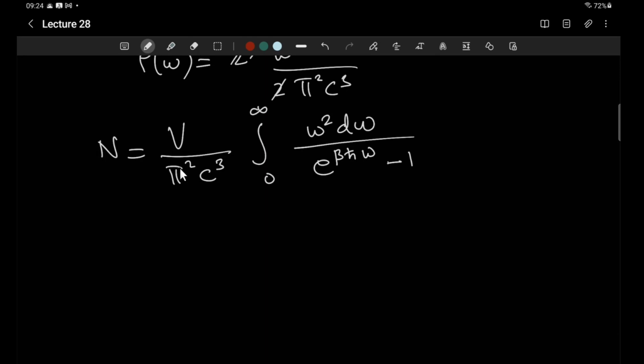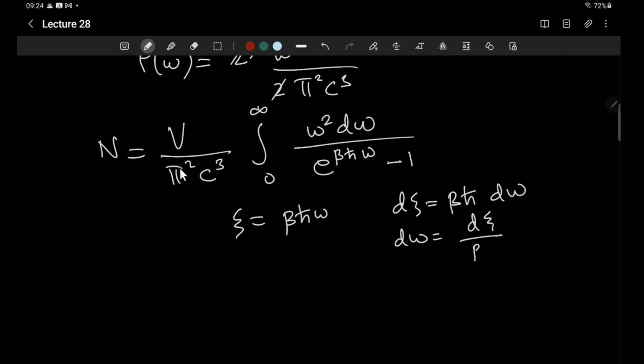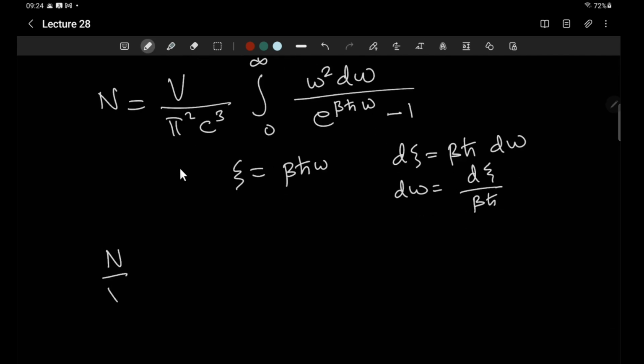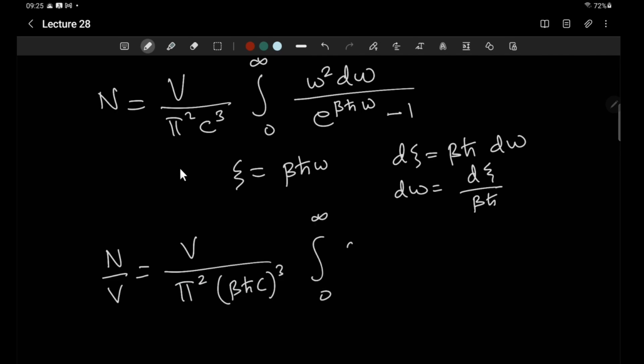Now we can just rescale. The only thing is beta, so we can introduce a new variable, let's say x. We define it to be beta h bar omega, or we call it xi many times. So let's call it xi. Then d xi equals beta h bar times d omega. So we get N by V, the number density. There will be 3 powers of beta h bar omega. This is what we get.